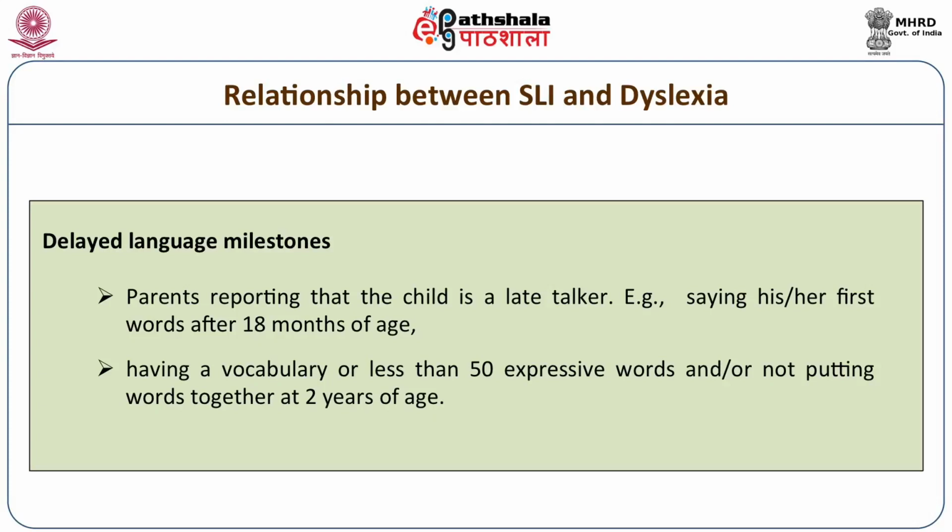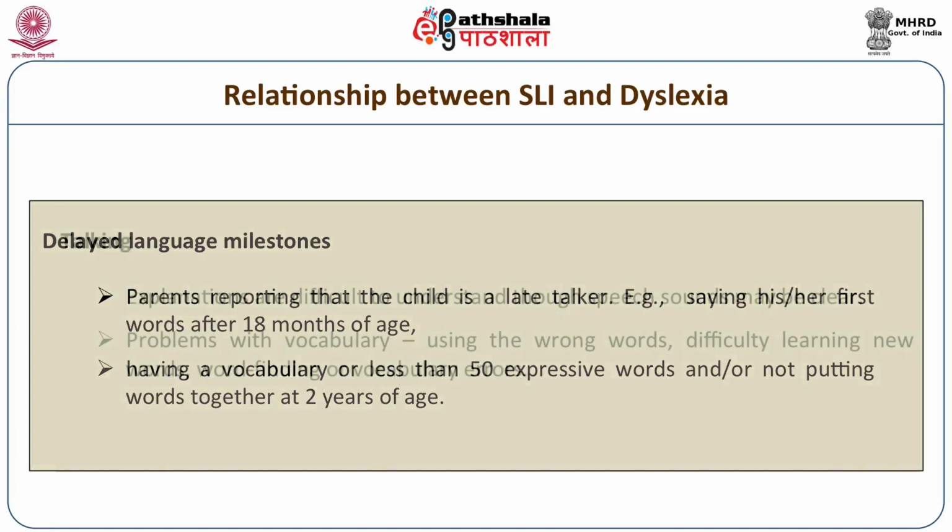So, how do we know that a child has oral language problems? First, the parent could report that the child is a late talker. That is, he or she says his first words after 18 months of age, which is well beyond the time for a child to begin his or her first words. The child has a vocabulary of less than 50 expressive words, and the child is not at the 2-word stage even at 2 years of age.